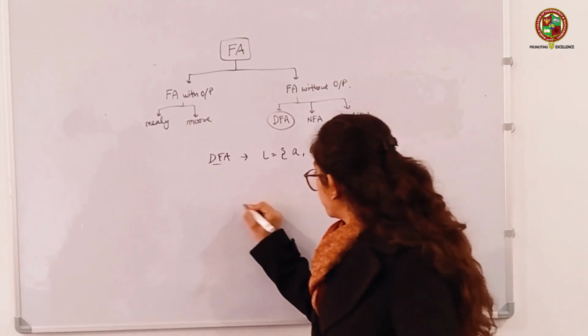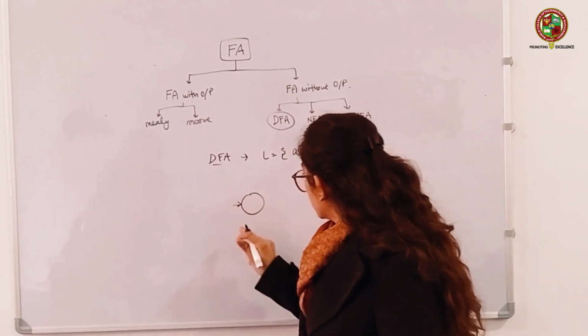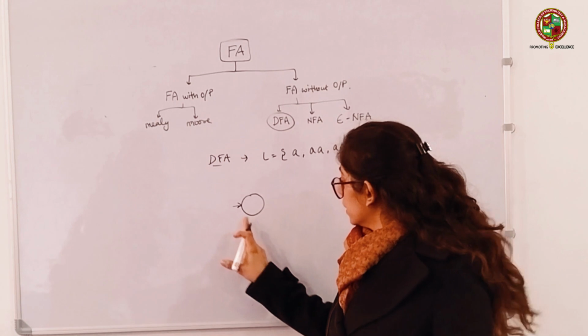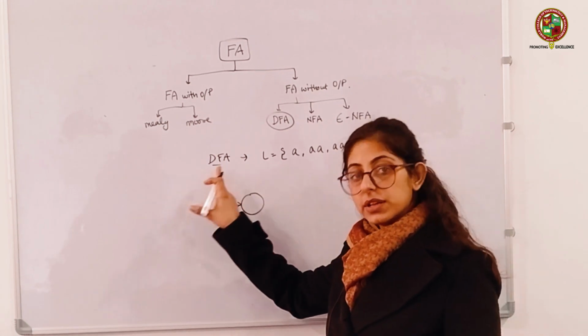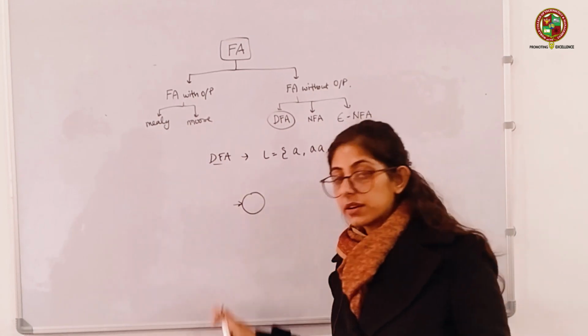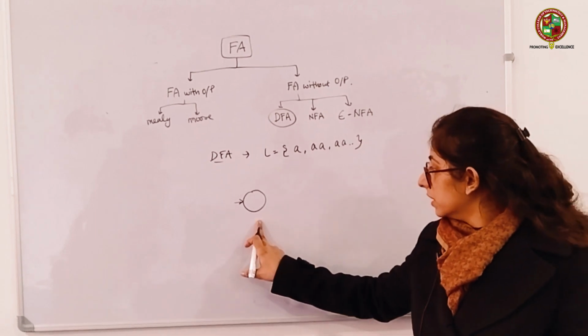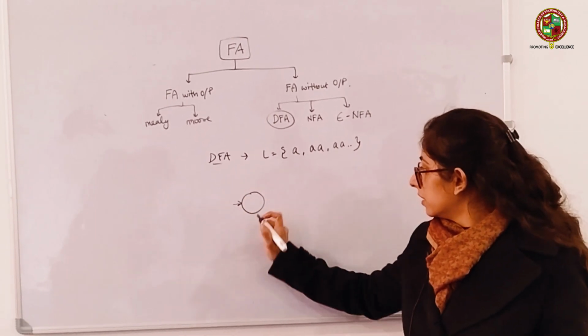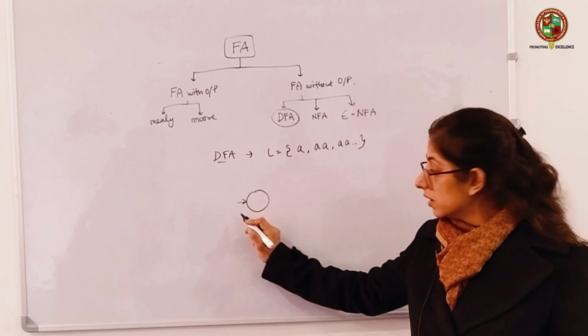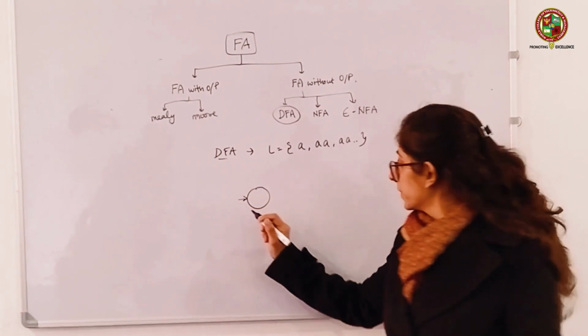Now how is my machine formed? This is the start symbol. Even in the DFA or in any automata, whenever we start our machine, we start with the start symbol. How does my start symbol look? It's a circle with an arrow associated with it.